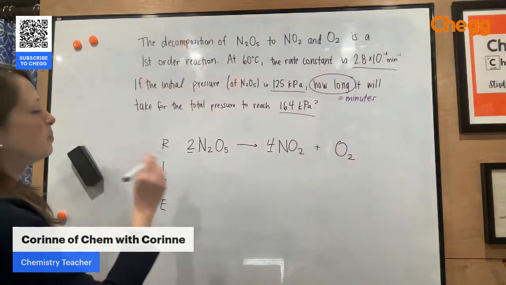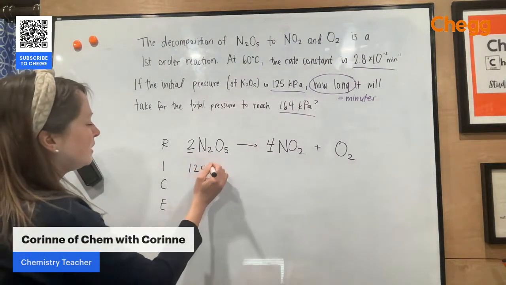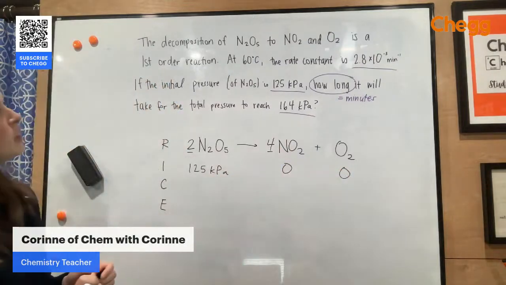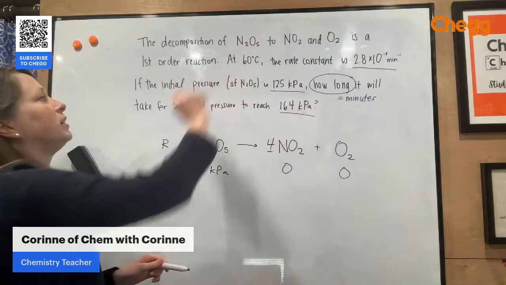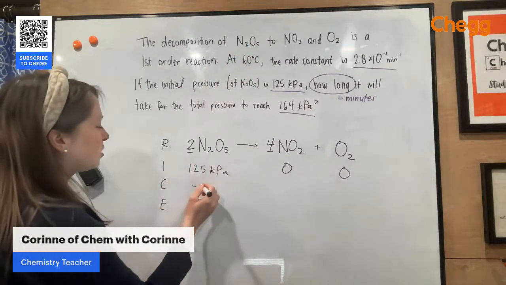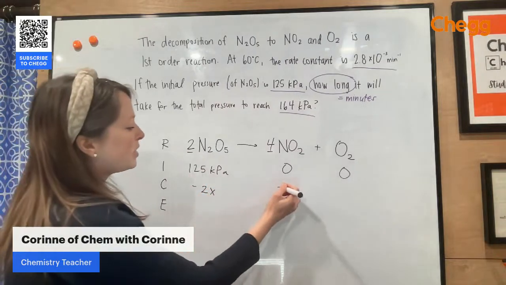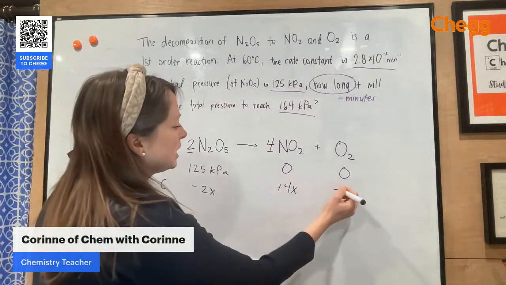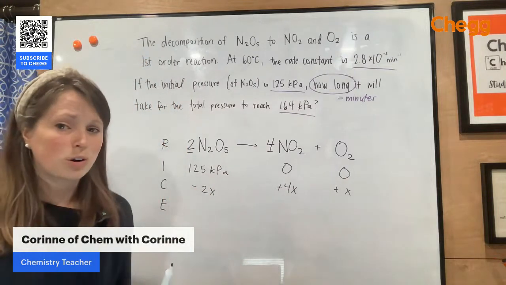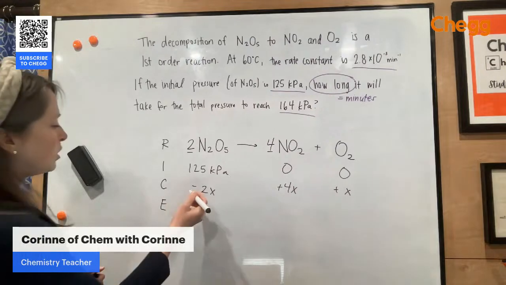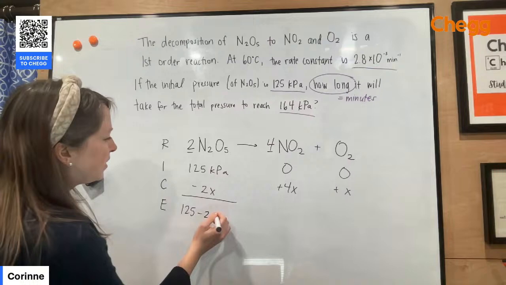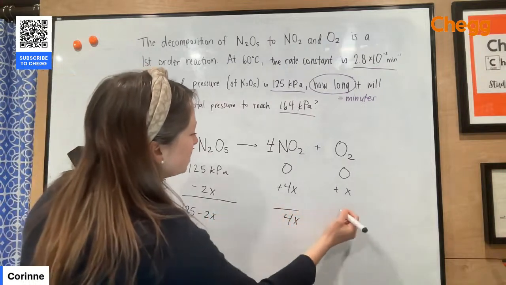So I know my initial pressure is 125 kilopascals. I'm going to assume that I don't have any of my products initially because we're looking at the decomposition of the dinitrogen pentoxide. So what's going to happen? I'm going to subtract 2x from that initial pressure. I'm going to add 4x and just x to O2. So again, what you are adding and subtracting is just based on those coefficients in that balanced equation. So now this is going to end up being 125 minus 2x, 4x, and x.